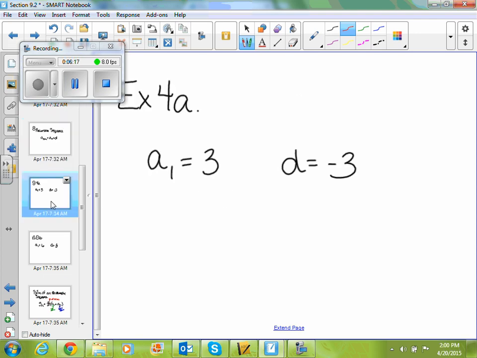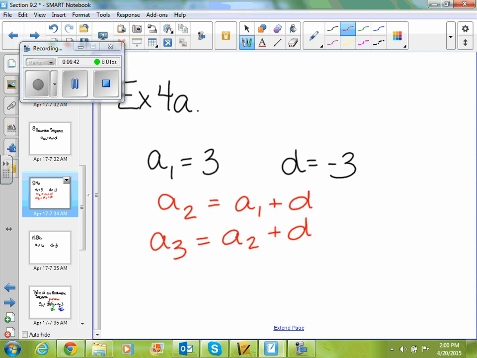So if I'm given a sequence with an a sub 1 of 3 and a common difference of -3, and I'm told it's a recursive sequence, then that tells me that a sub 2 is going to equal a sub 1 plus d. And I want to find my next 3 terms. And so then the same would follow for a sub 3 is a sub 2 plus d. And a sub 4 is a sub 3 plus d. Or you take your following answer and plug it into your next one.